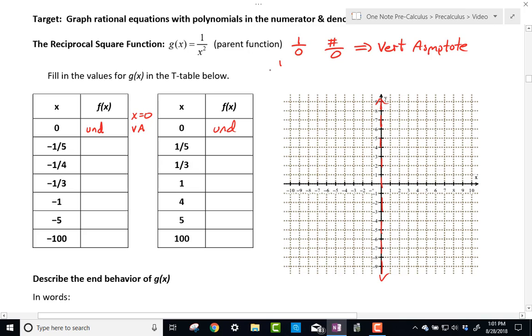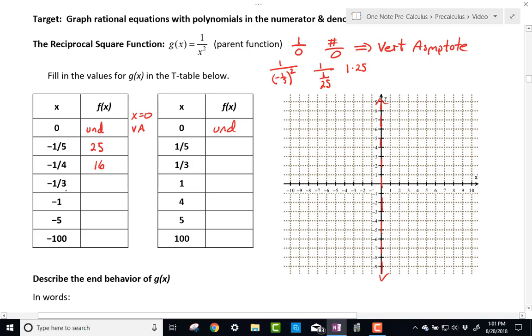So if I plug in 1 over negative 1/5 to the second power, that becomes 1 over, if you square negative 1/5, number 1, it becomes positive. Number 2, you square the 1, that's 1. You square the 5, that's 25. And then you still got to do all your flipping and multiplying, so this becomes 1 times 25, which is 25. You do the same thing with a 4th, and you get 1 over 16. You flip and multiply, you get 1 times 16, this is 16.